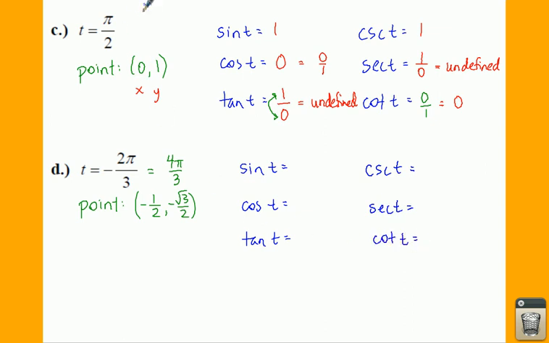So for your sine of t, that's just going to be negative radical 3 over 2. Cosine's a negative 1/2. You take your sine divided by your cosine, you're going to get a positive radical 3. Do all the reciprocals over here, you get a negative 2 over radical 3. You get a negative 2 here for the secant. And you get a 1 over radical 3 for your cotangent. And that's all the fun you can have with example 1.